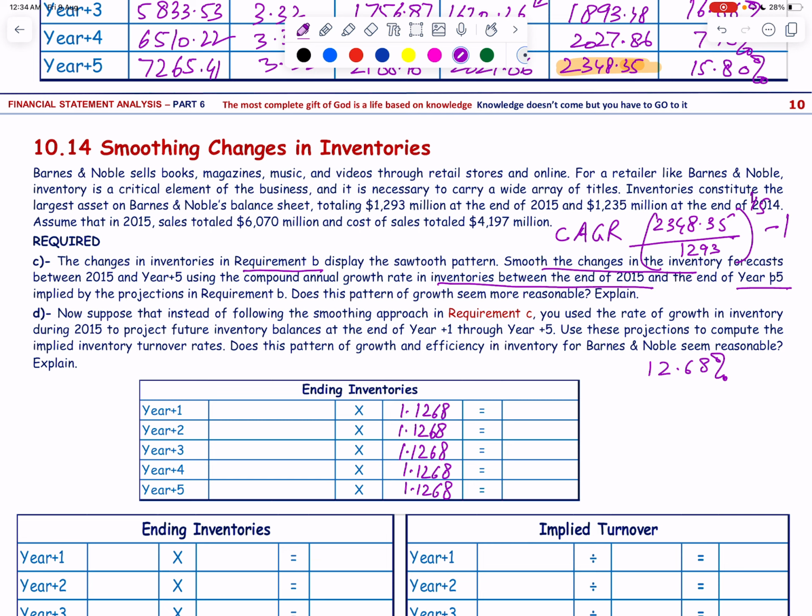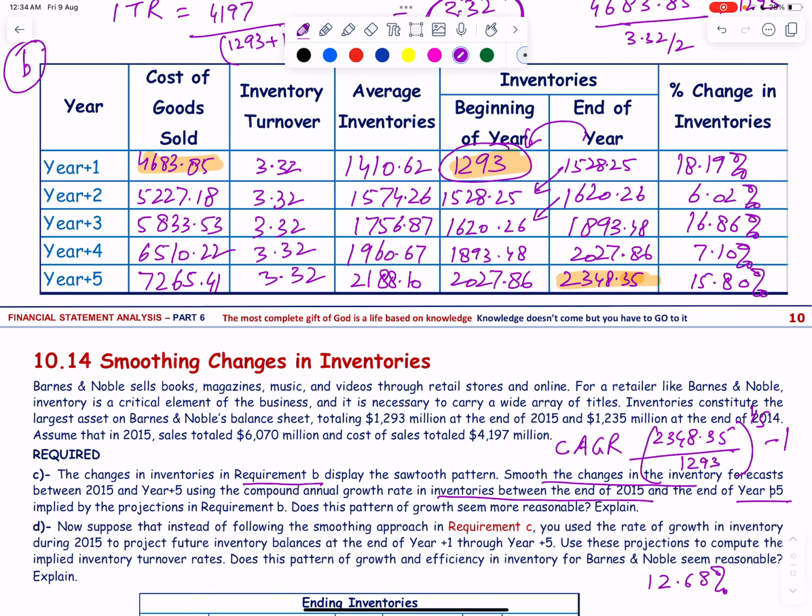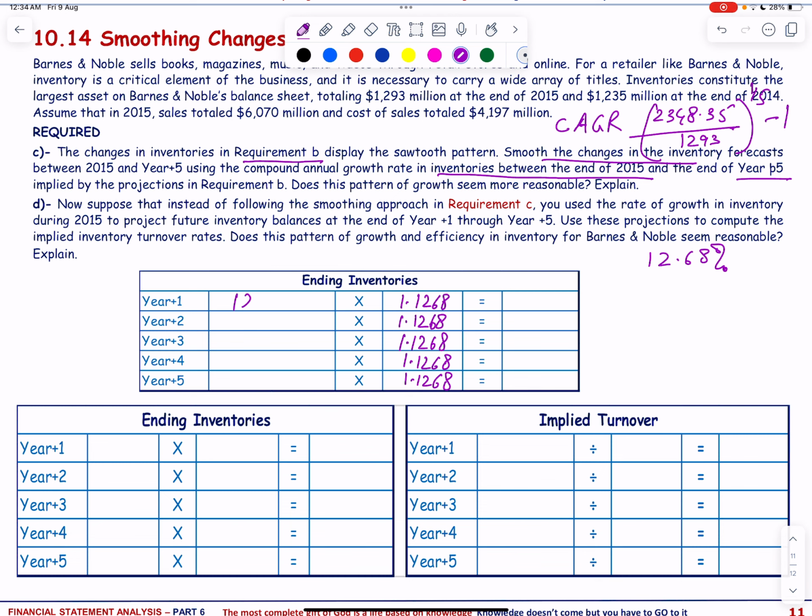Okay. And we can see that we have the beginning inventory of 1293, so 1293 times the compound annual growth rate will give us the ending inventory of 1456.95. This becomes the beginning, and then this will be 1641.69, and this will be 1849.86. This will be 2084.42, and this will be 2348.73. So these smoothened inventory forecasts more closely match the assumptions of smooth growth in sales and cost of goods sold, as you can see over here now.